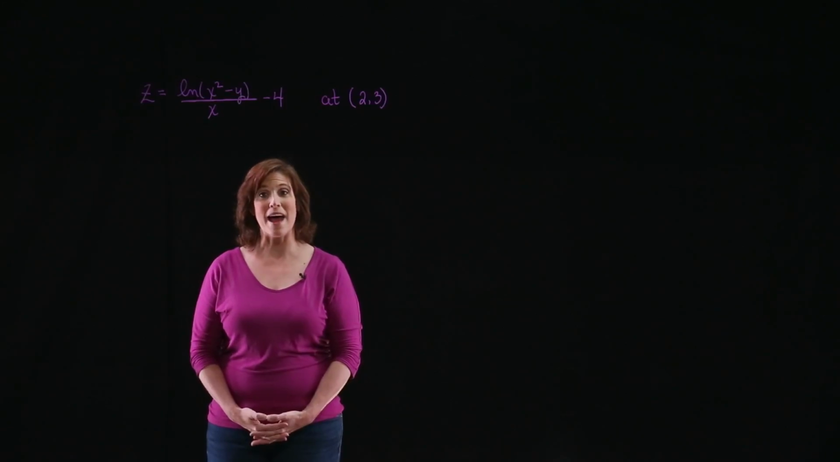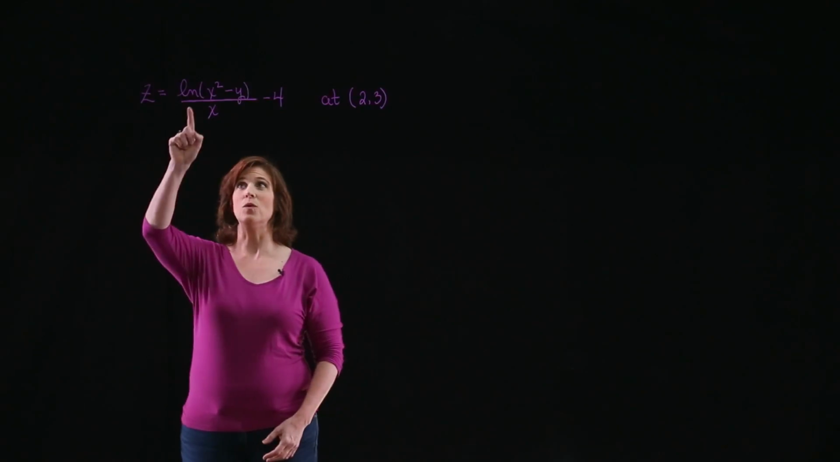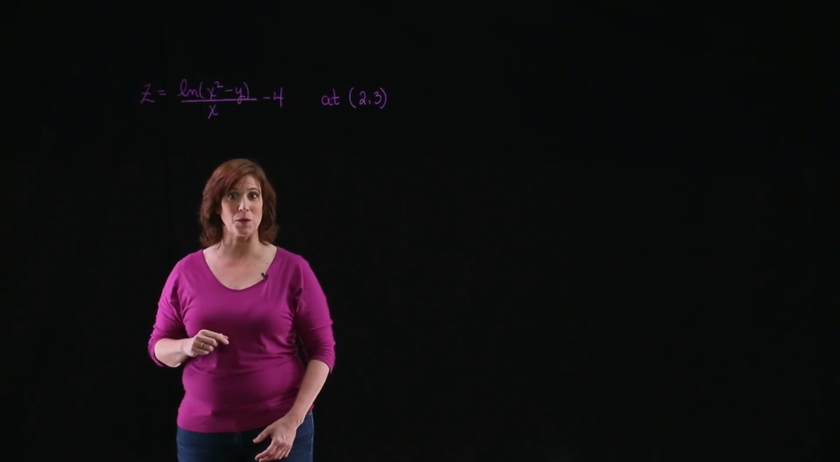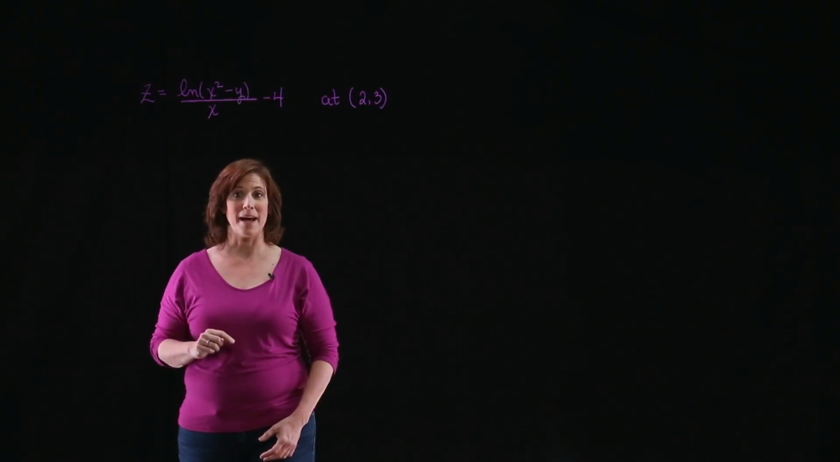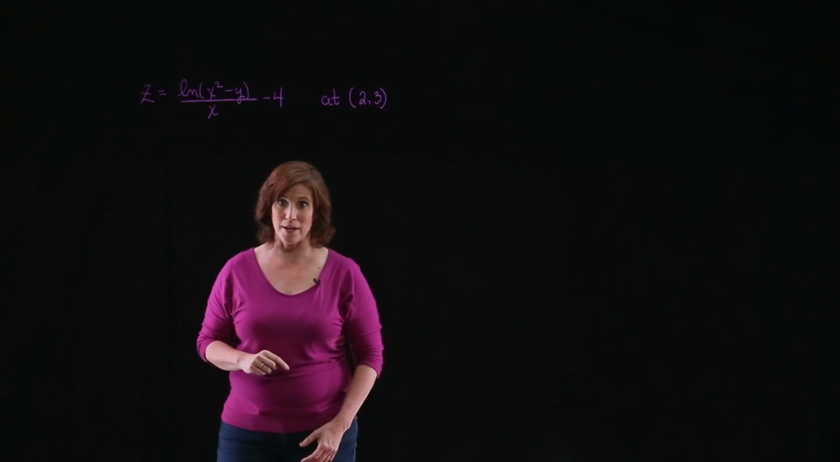Hi everyone, I'm Cheryl. In this problem, we're asked to find the gradient of z equals the natural log of the quantity x squared minus y, all over x minus 4, at the point (2, 3).